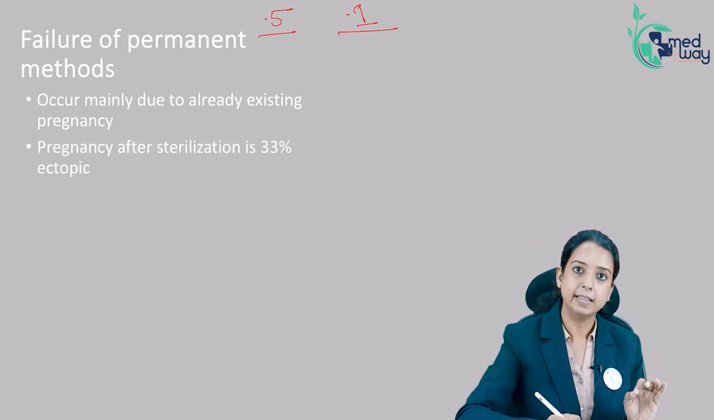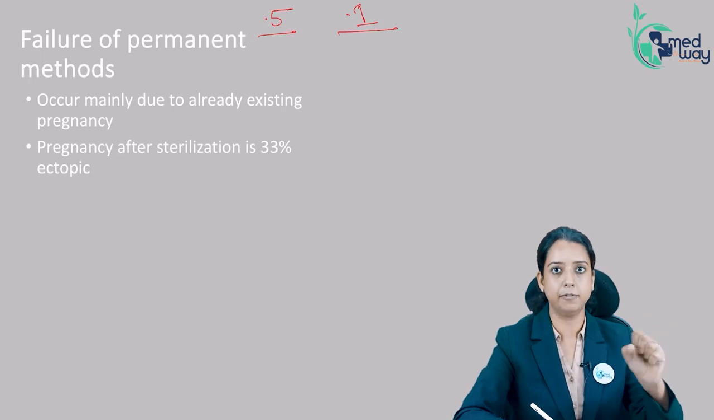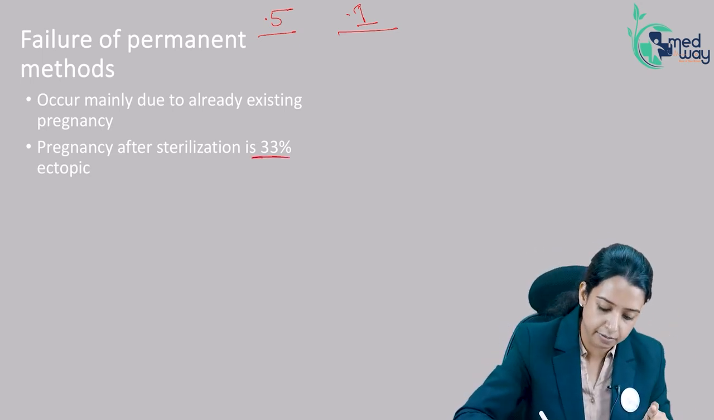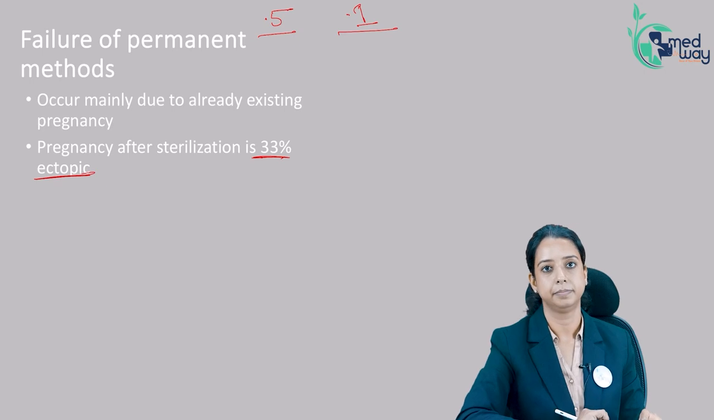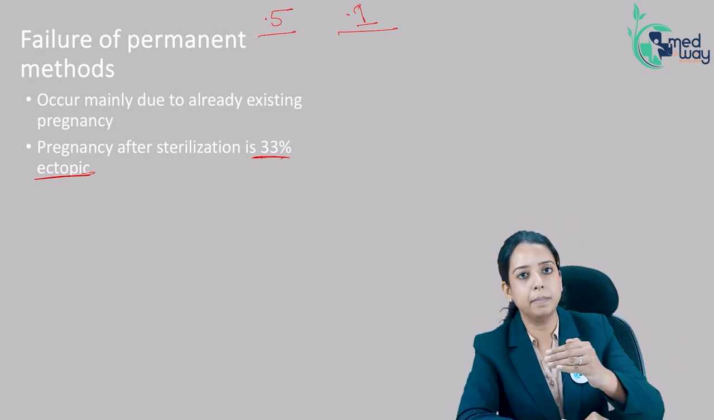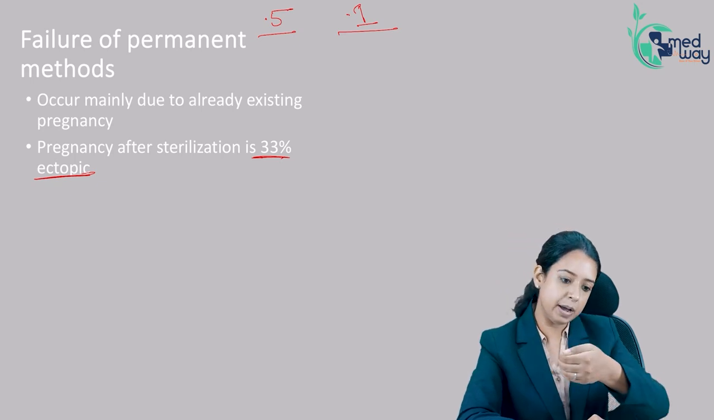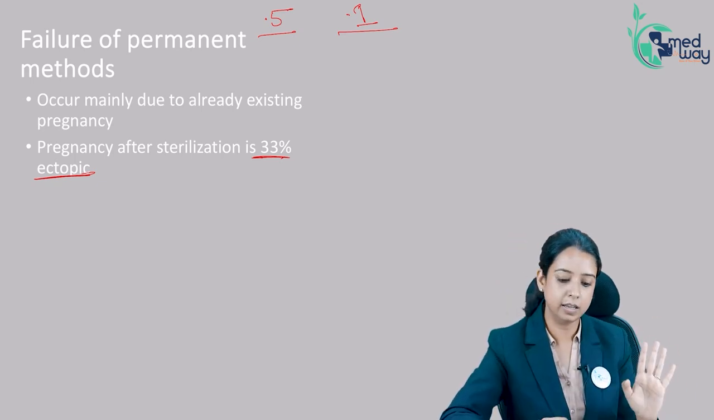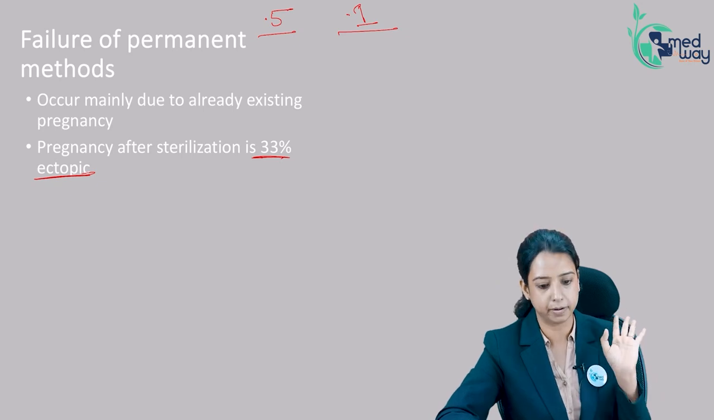If pregnancy does happen after sterilization, there are very high chances that one third of them will be ectopic. Because you have sterilized, you have cut the tube, if somehow some sperm has passed through, it is very tough for the embryo to come into the cavity. So 33% of the time they are ectopic.